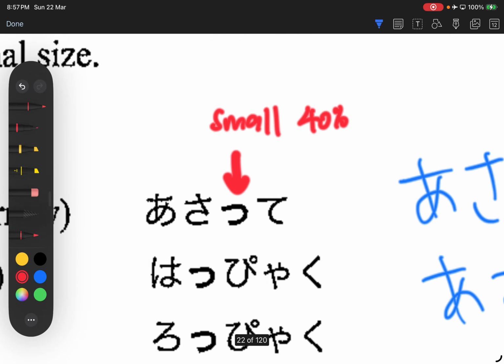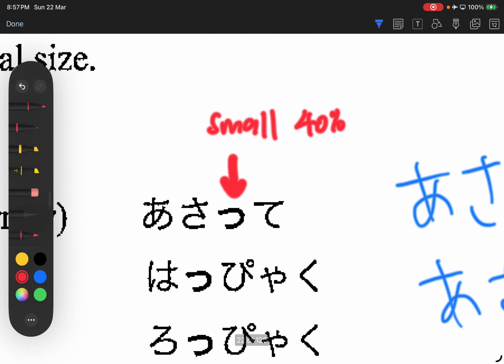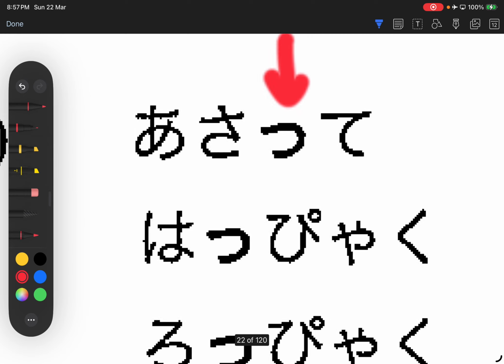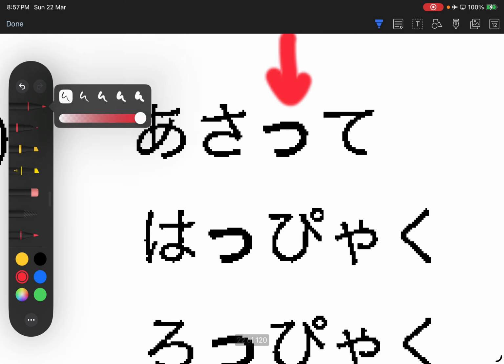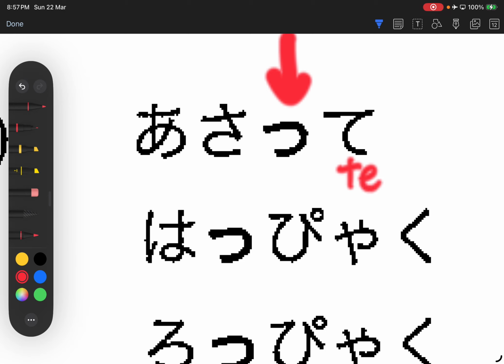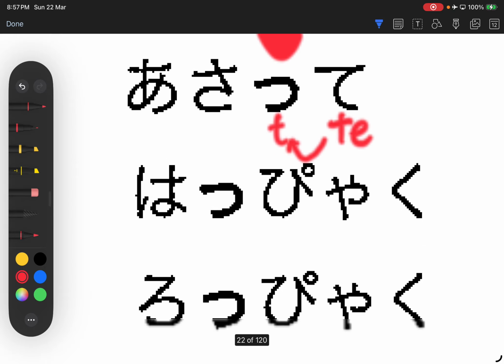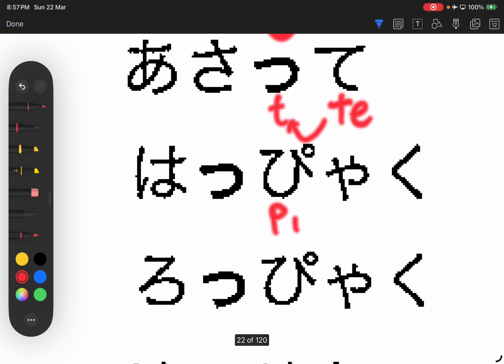If you can see that this is actually a small tsu. 40% size, 50% size is okay, right? So double consonant is written by this small tsu. So how do we know this small tsu, the sound is what? We look at the letter after it. The next letter is TE, right? So te. So it will take the T sound. It will duplicate the T sound. Okay, same thing for hapyaku. Next is PI. So P sound. So it will take the P and recycle it and duplicate the P sound. It will double the P sound.